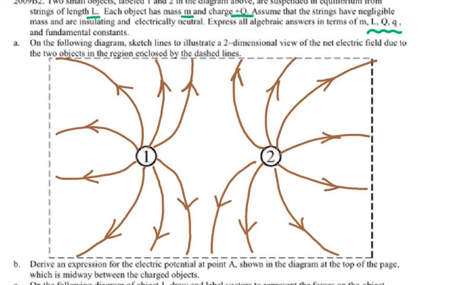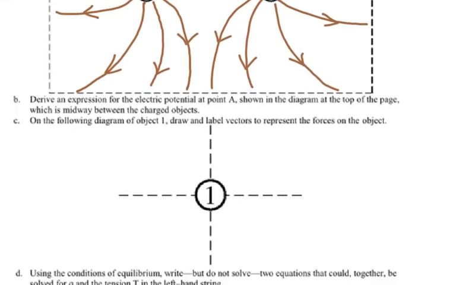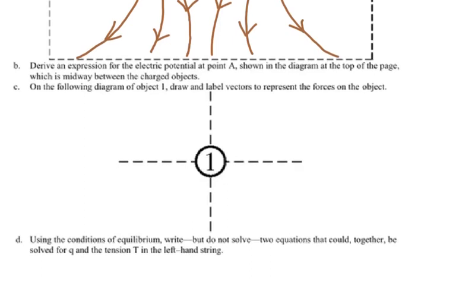So that was part A. For part B, derive an expression for the electric potential at point A. So I need the electric potential at point A. Electric potential is voltage, potential difference. When they say electric potential, they mean electric potential difference, and potential difference is the voltage.